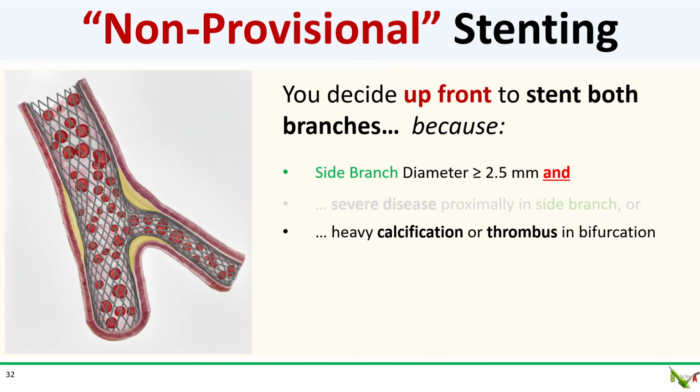You might also do non-provisional stenting if the bifurcation is severely diseased or if there is a lot of thrombus that can shift back and forth and clog up the side branch.